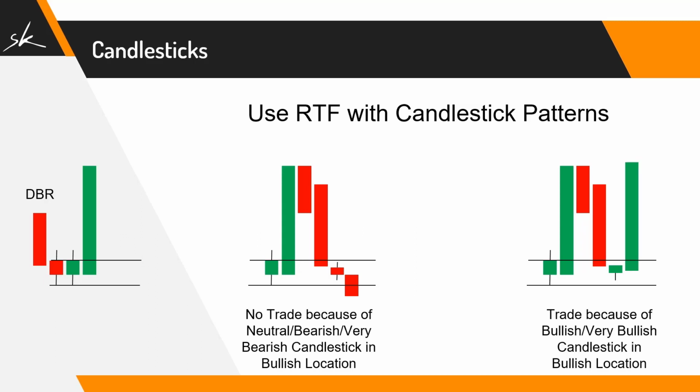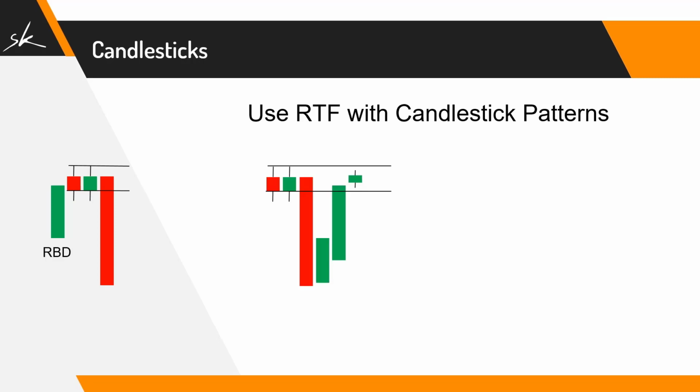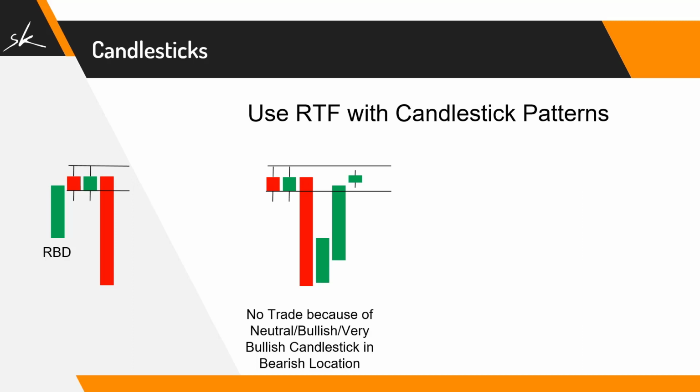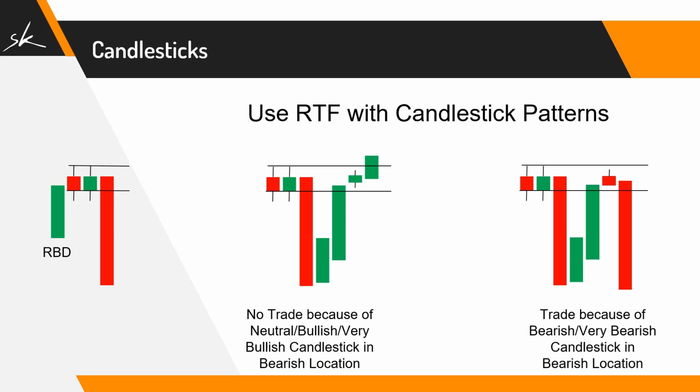3 trade. In case of a supply zone for type 2 and type 3 entries, we wait for the prices to retrace to the zone. Once the price is inside the zone, we will use the refining time frame for precision based entry. In case a neutral, bullish or very bullish candle forms inside the zone, we will not take the trade. A bearish or a very bearish candle inside of the zone will be the signal for us to take the type 2 or the type 3 trade.